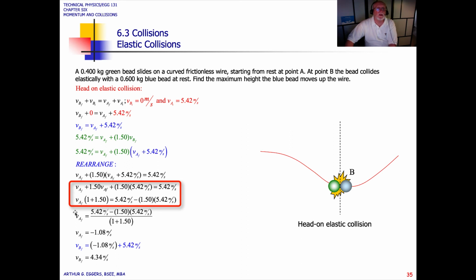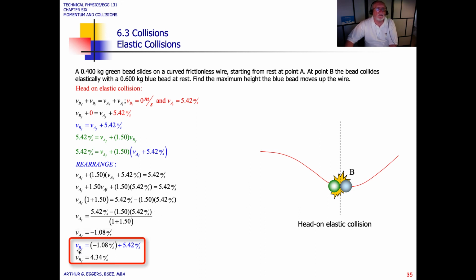Now that I have done that, I can move this whole term as a denominator on the other side of the relationship. So this will become 2.5, and I'm going to divide it into these terms. I can multiply these through and subtract them, and when I divide 2.5 into that, I will get a velocity A final of minus 1.08 meters per second. That's on this side of the relationship here, the model.